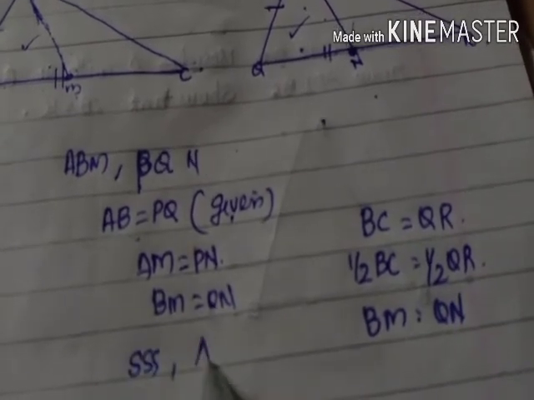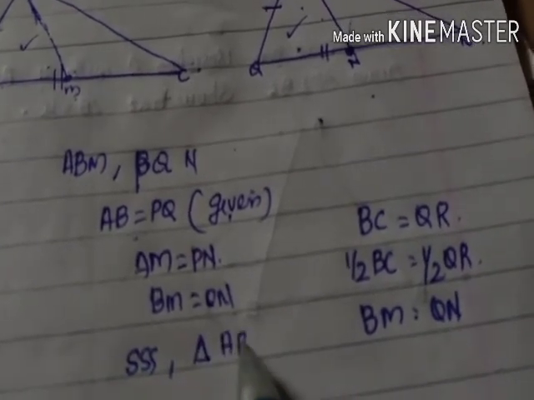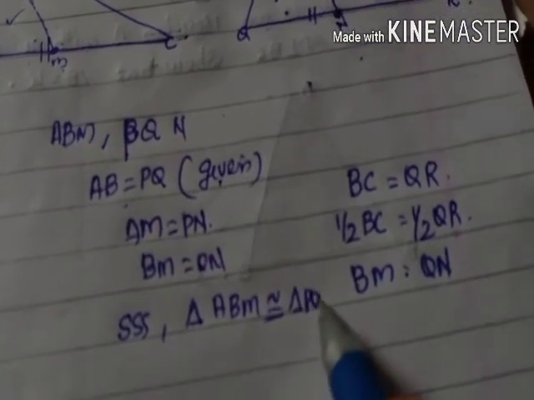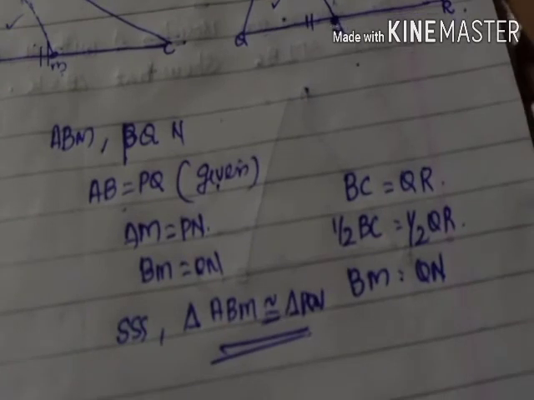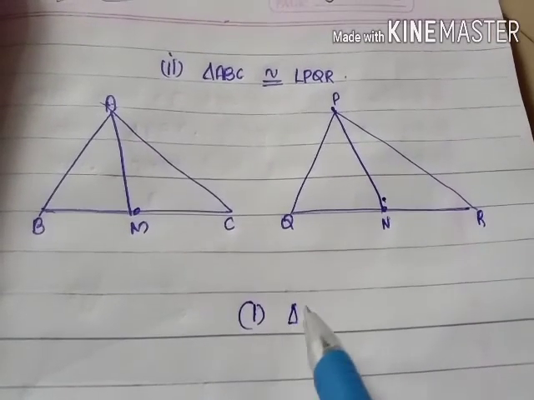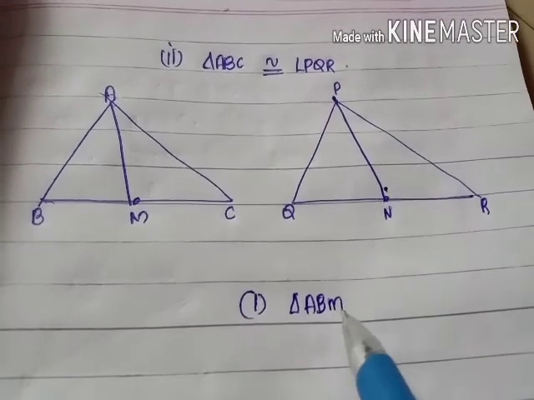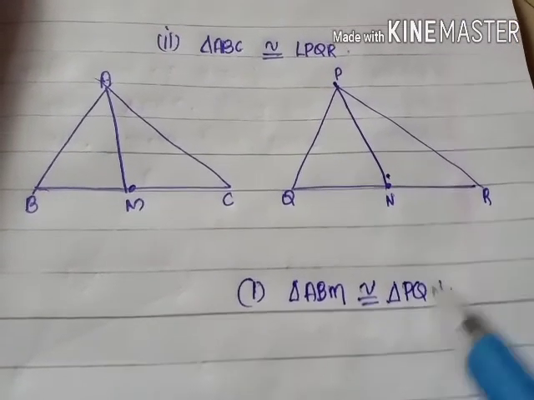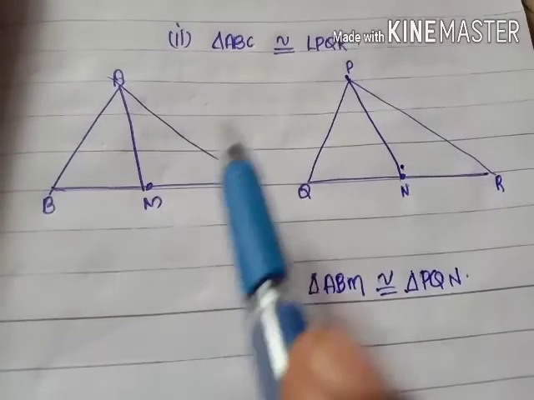So by three sides means SSS congruence rule. Triangle ABM is congruent to triangle PQN. That's our first part. Next we want to prove triangle ABC and triangle PQR are congruent. So we already proved triangle ABM and triangle PQN are congruent, isn't it?